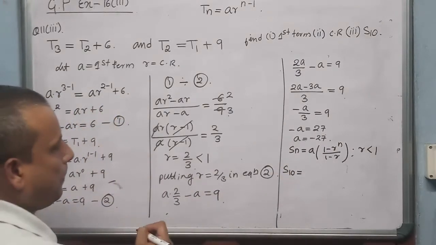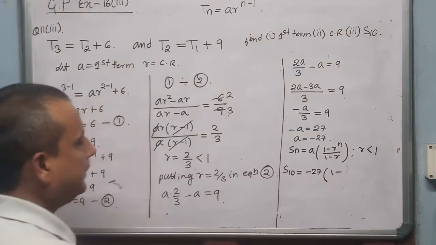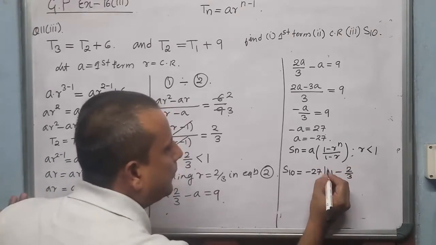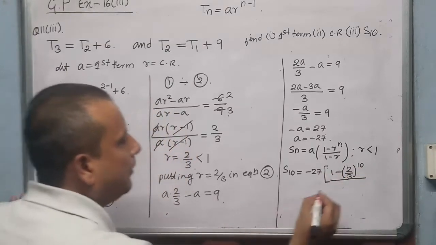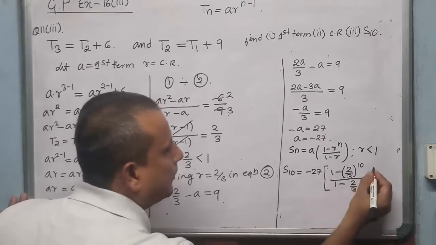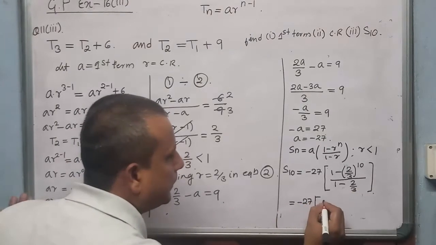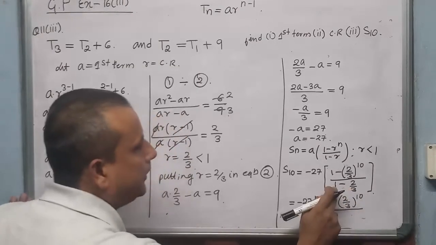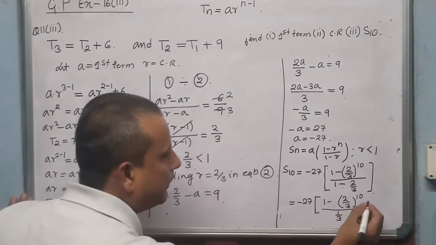The value of a is minus 27. 1 minus r, that is 2 by 3, to the power 10, over 1 minus 2 by 3. Minus 27 within bracket, it is 1 minus 2 by 3 to the power 10. Now then I'll take LCM. 3 minus 2 is 1, so it is 1 by 3.